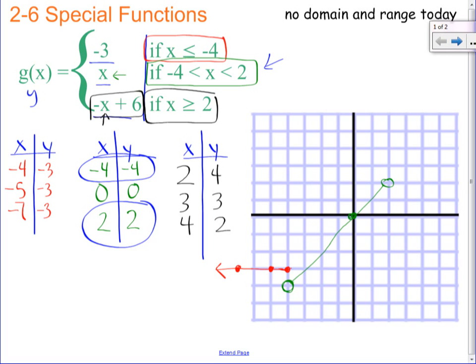And then we have the last one. We'll plot these 3 points. None of these are open, so they're going to be filled in circles. We have 2, 4. Right here we have 3, 3. We have 4, 2. And if we continued that on, it would go in this direction. So we put the arrow there.